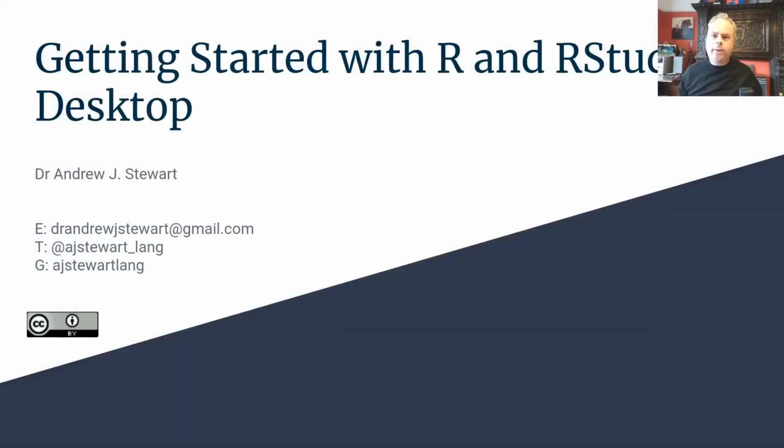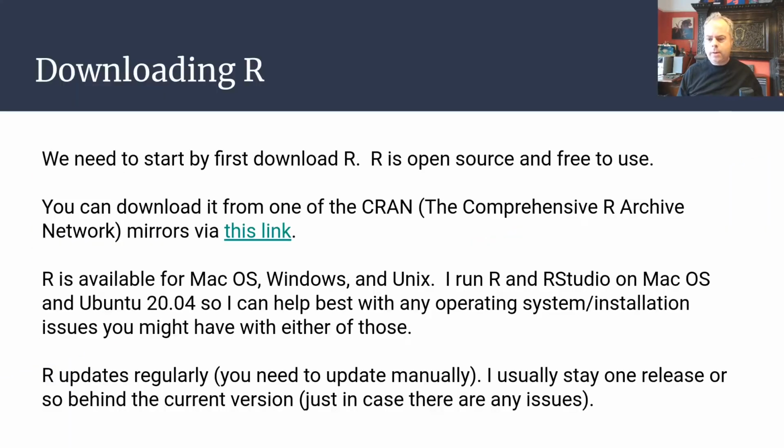So we're now going to take our first look at R and RStudio Desktop, and look at what we need to do in order to get started using these two bits of software. The first thing we need to do is download R. R is open source, it's free to use, it's free to modify. You can download it from one of the CRAN mirrors.